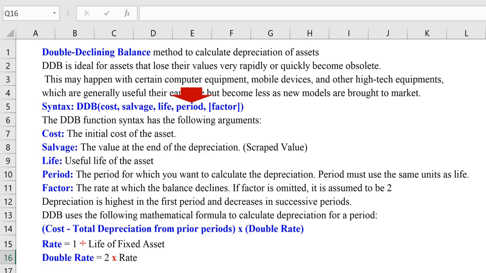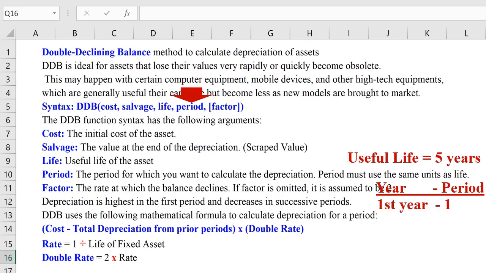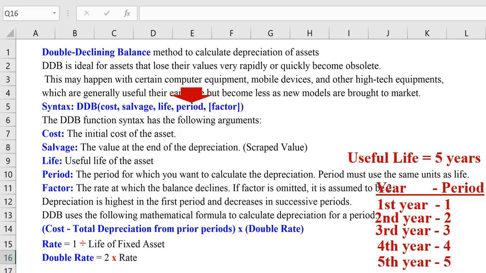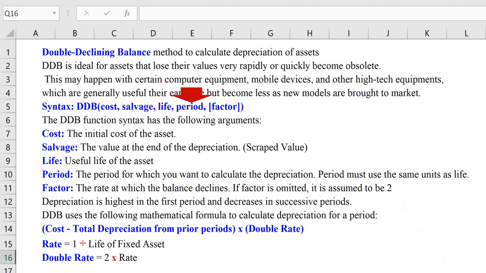Period is the year number for which we want to calculate the depreciation, or it can be the month number for which we want to calculate the depreciation. If we are using life in years, then we have to mention period as years. For example, if life is 5 years, period could be 1 for the first year, 2 for the second year, 3 for the third year, 4 for the fourth year, and 5 for the fifth year. But if we are using life as months, say 36 months, the period could be 1 for the first month, 2 for the second month, and so on.